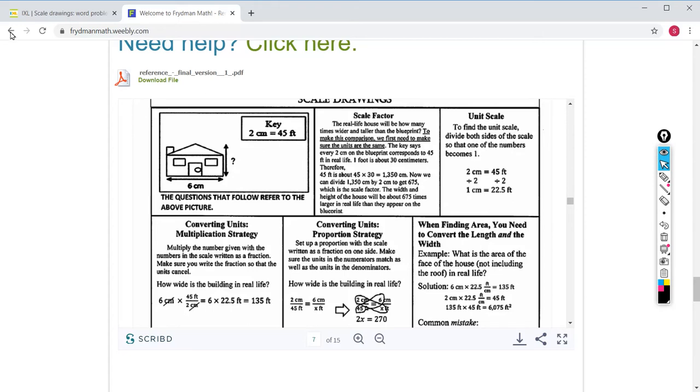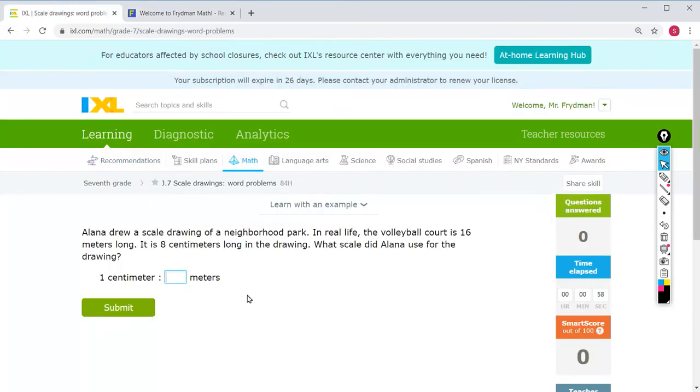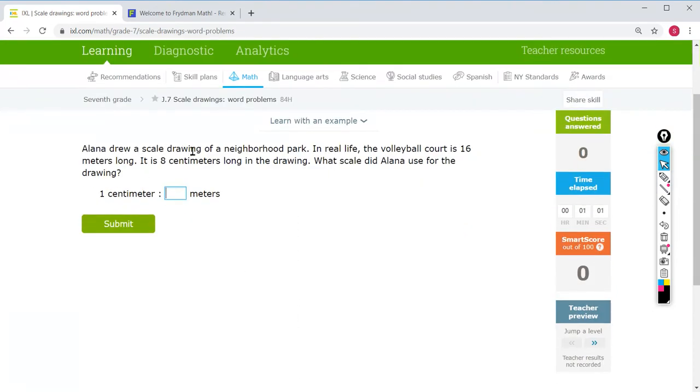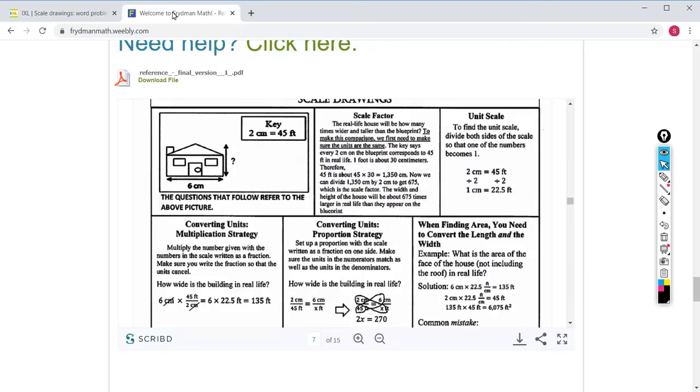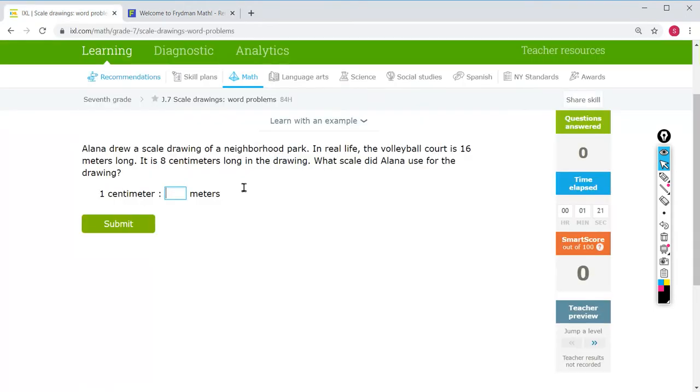So let's just go ahead and look at the first question. Alana drew a scale drawing of a neighborhood park. In real life, the volleyball court is 16 meters long. It is 8 centimeters long in the drawing. What scale did Alana use for the drawing? So going back to the reference page here, we are looking for the unit scale. Oh, I forgot to mention that IXL put this 1 over here. So we are looking for the unit scale since the 1 is there.